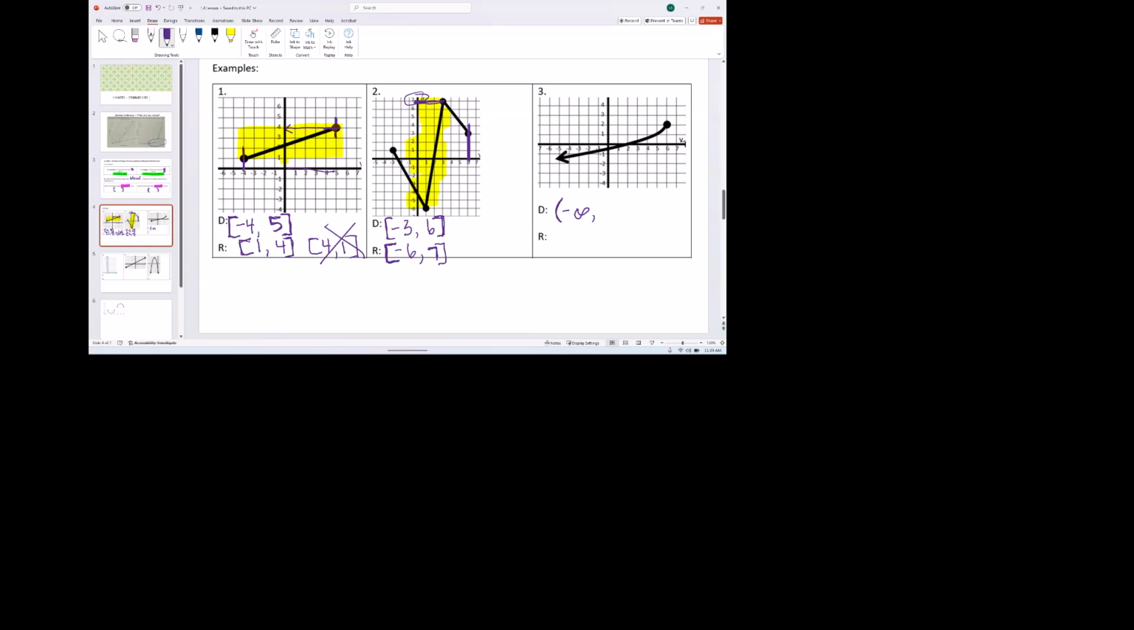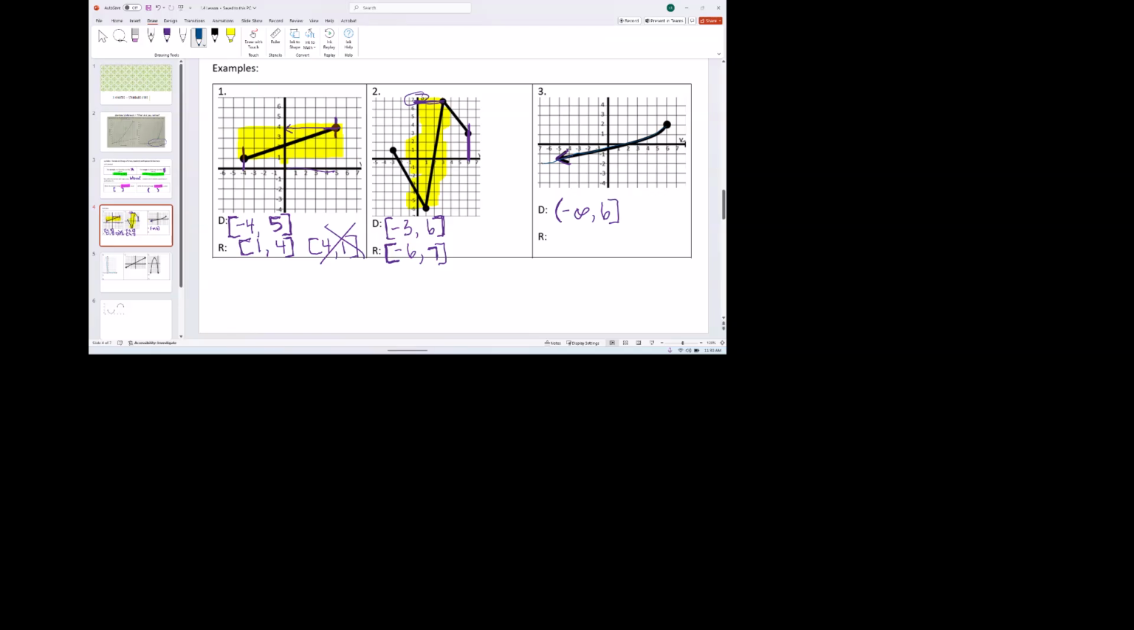Okay, negative infinity, because it goes forever to the left, and then how far to the right does it go? 6. So it goes forever to the left to 6, and does it include 6? Yes, right? It includes 6, so we're going to put a bracket. So remember, negative infinity means it's going forever to the left, right? It's getting smaller and smaller. Okay, and the highest x value is that 6.